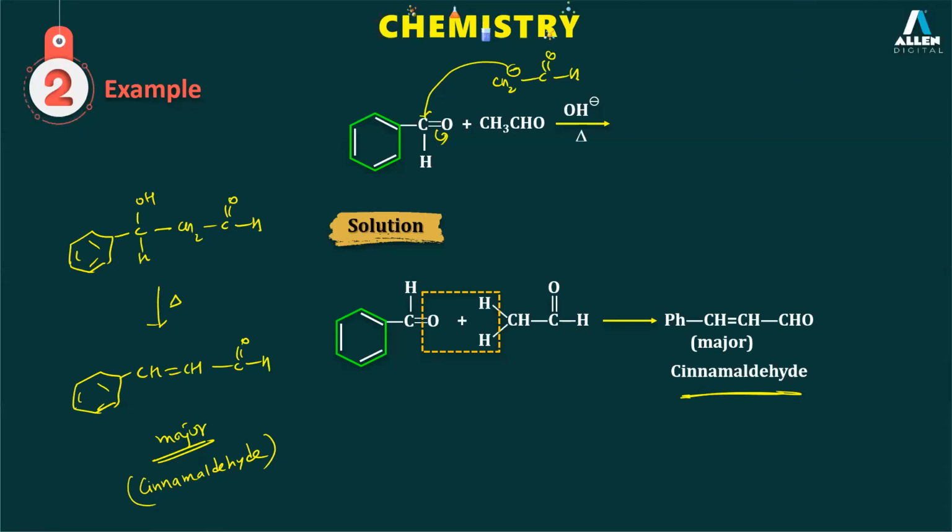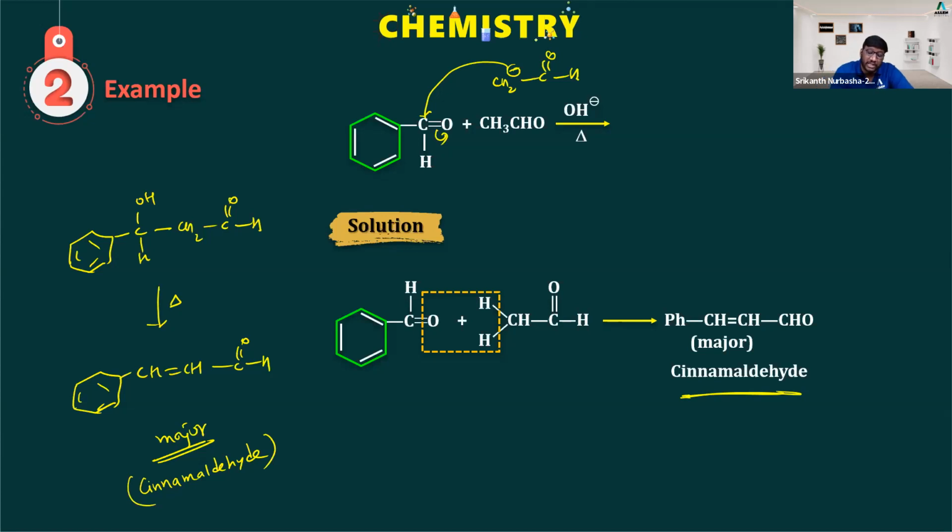Yes, sir. Then I'll ask a question. Why can't the CH2 minus CHO undergo self condensation? Is there a possibility or not? So there is a possibility, but this is the major product. Why? Because the CH2 minus CHO, that is only formed, that is for sure, because the benzaldehyde does not have any alpha hydrogen.